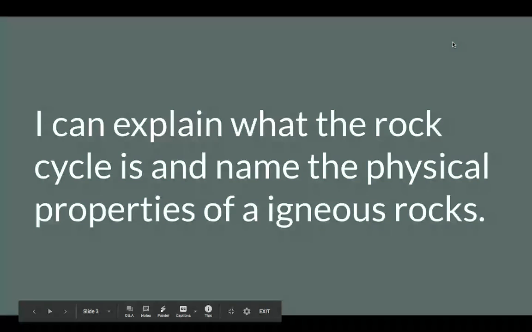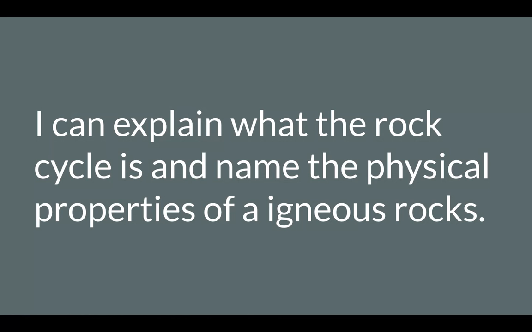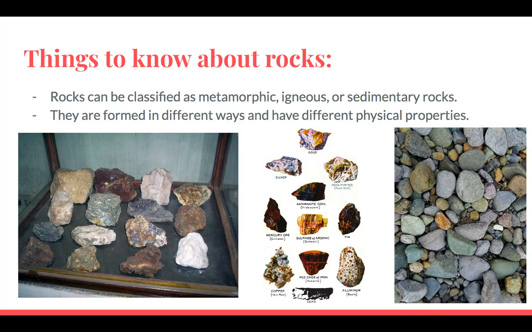Our I Can statement is: I can explain what the rock cycle is and name the physical properties of an igneous rock. So things to know about rocks before we get started is, like we've talked about before, rocks can be classified as metamorphic, igneous, or sedimentary rocks. They are formed in different ways and have different physical properties. We talked about this last week when we talked about the tests that we can do to test rocks.